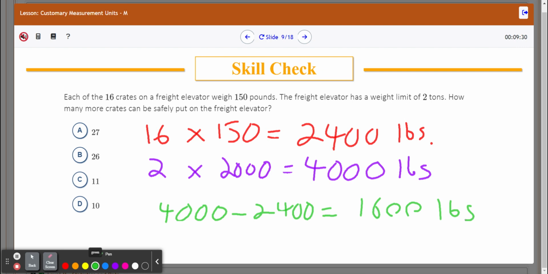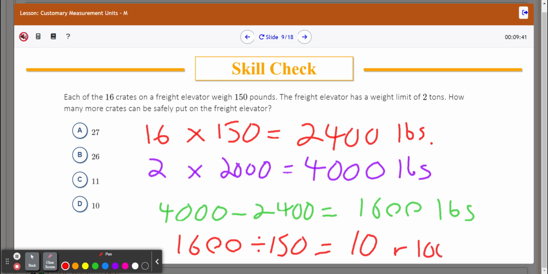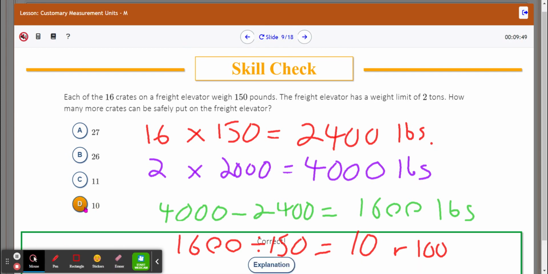So what we're going to do is take that 1,600 and divide it by 150. And what do I get? I get 10 with a remainder of 100. I don't care about the remainder of 100 because I can't fit half of a crate inside of it. So how many more crates can I hold? I can hold 10 more crates.